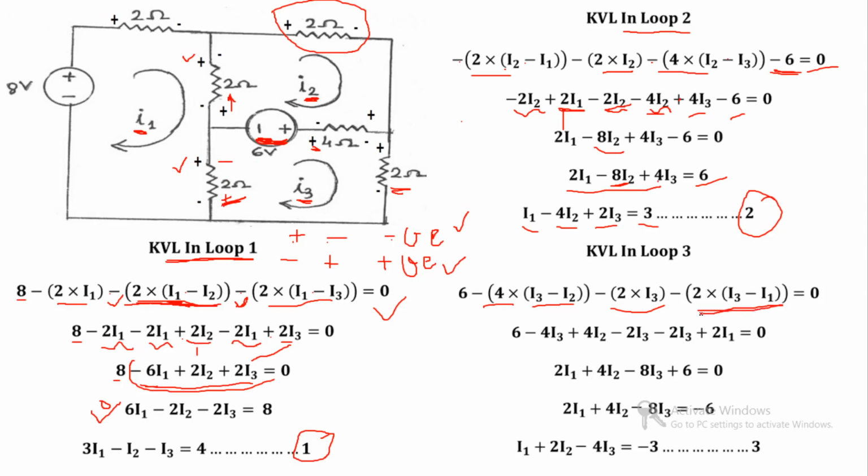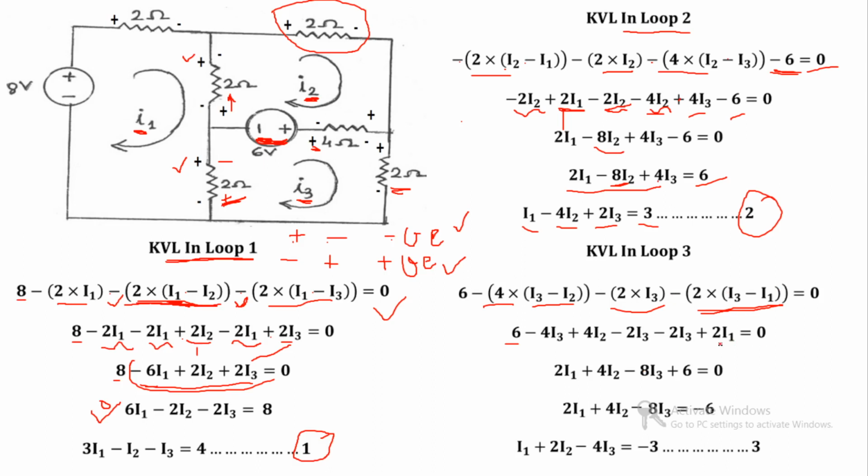Again simplify this, so 6 as it is, 4 multiplied by I3, that is the minus 4 I3, again minus minus plus, that is equal to 4 I2, minus 2 I3 as it is, again multiply minus 2 with I3 minus I1, so that is equal to minus 2 I3, minus minus plus 2 I1 equal to 0.